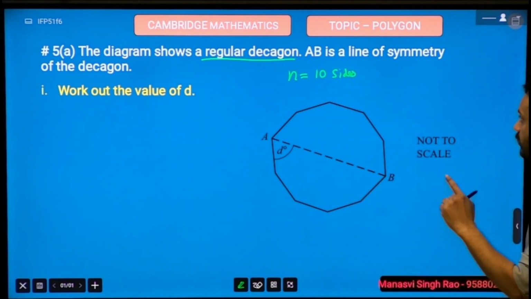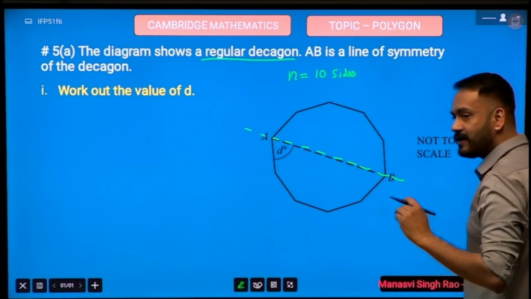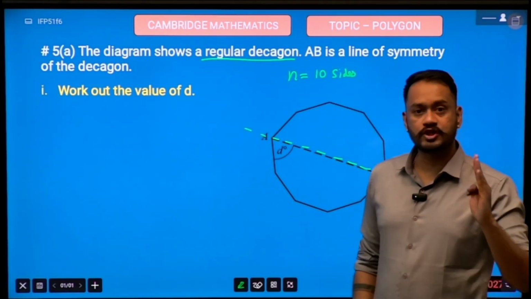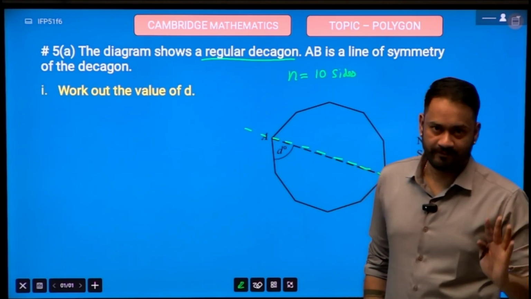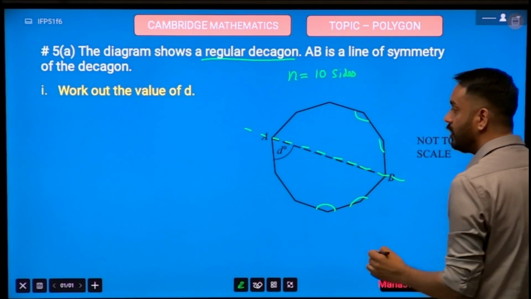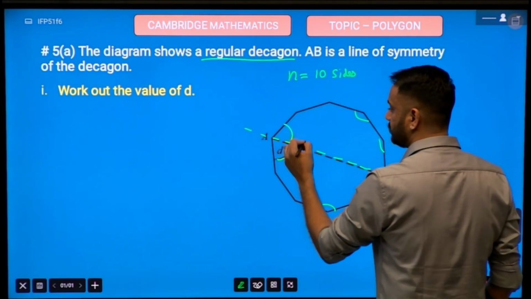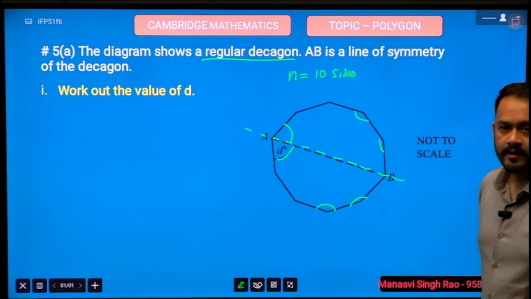So here AB is the line of symmetry. So this is the line of symmetry. Children, line of symmetry is that line which divides the shape into two equal halves, right? So that means this angle is equal to this angle is equal to this angle. All angles are equal, right? So that means this D is also equal to this D, right? This is also D only, right?